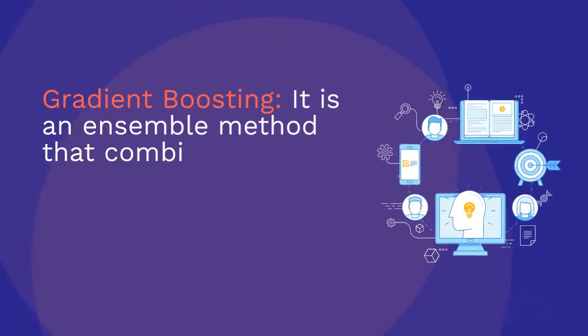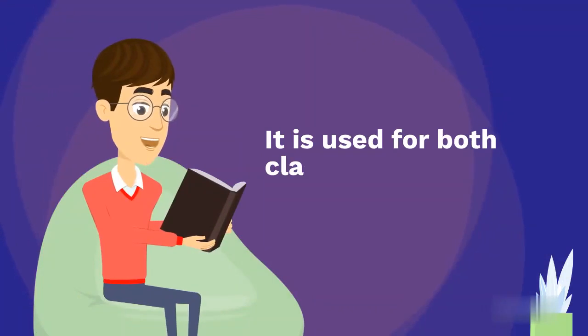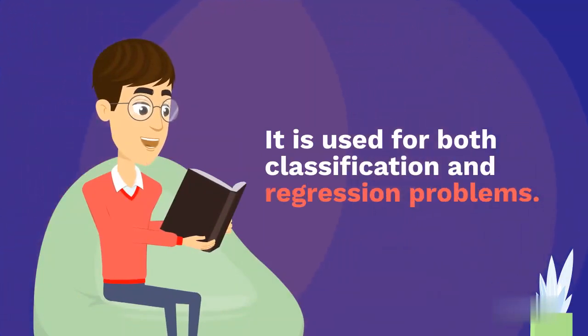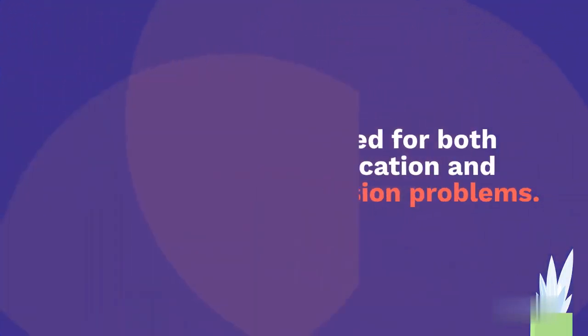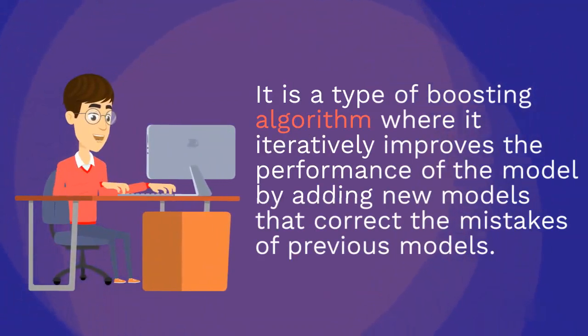Gradient boosting. It is an ensemble method that combines multiple weak models to create a strong model. It is used for both classification and regression problems. It is a type of boosting algorithm where it iteratively improves the performance of the model by adding new models that correct the mistakes of previous models.